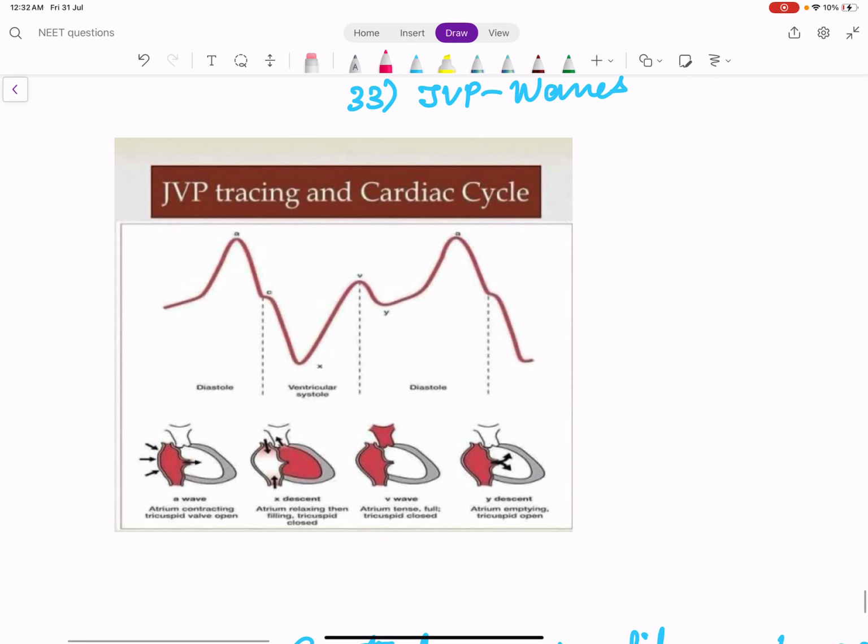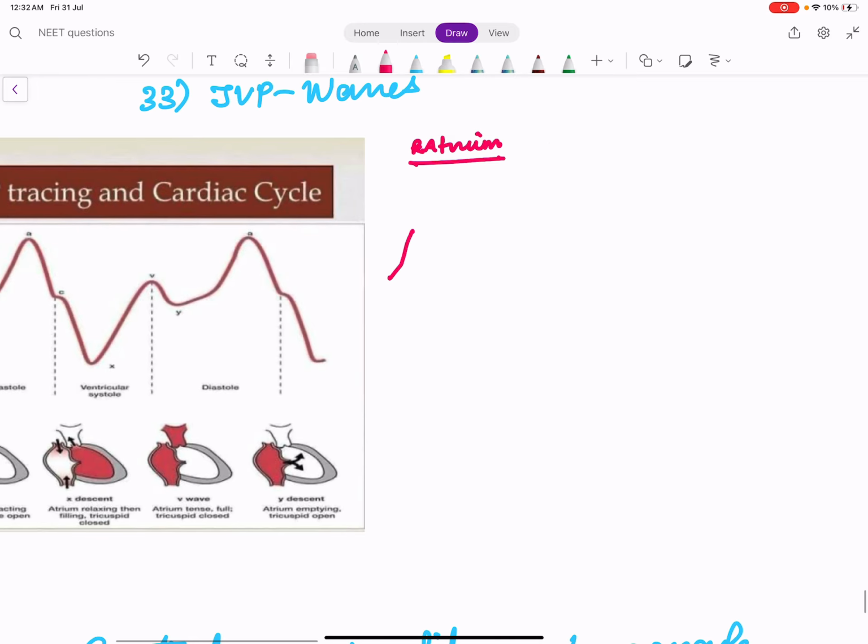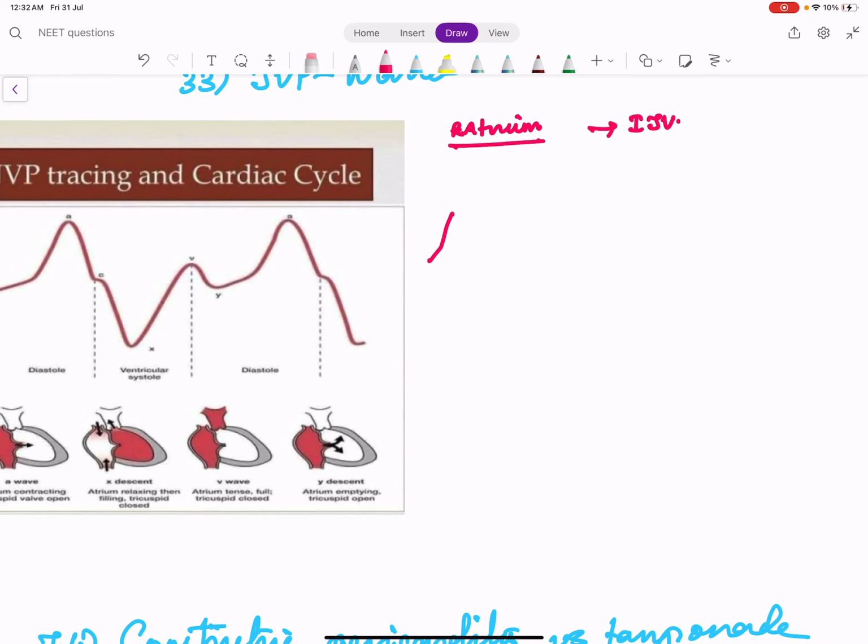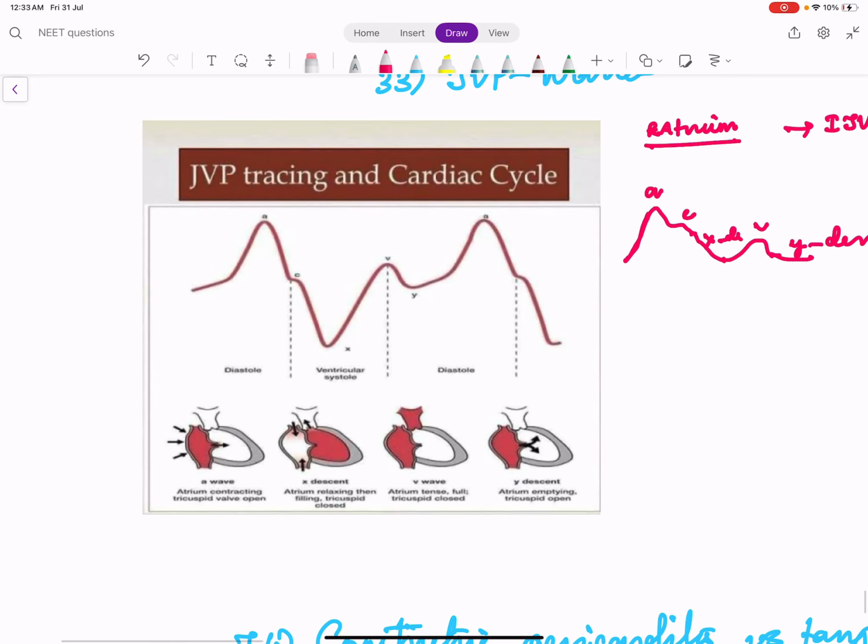So JVP, what is JVP? It is jugular venous pulse. It is a transmission from the right atrium. So any pressure in the right atrium is transmitted to the internal jugular vein, which we see clinically as the JVP. So JVP has 5 waves, 3 positive waves and 2 negative waves. Positive waves are A, C and V, and the negative waves are X descent and Y descent.